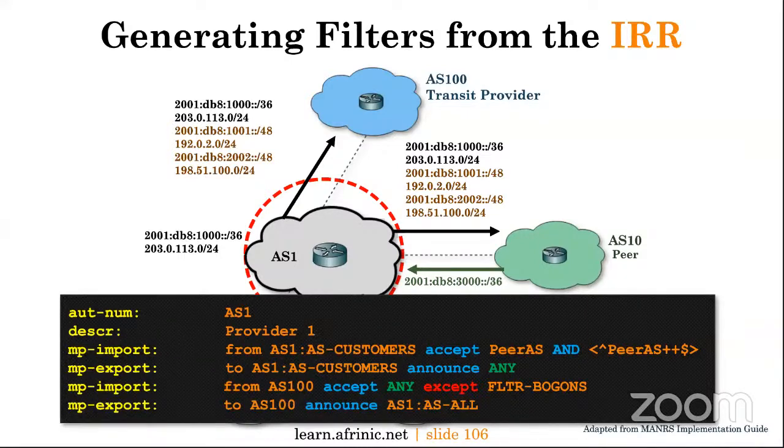When you've defined your policy within the aut-num object, you can create filters using specific tools. There are other tools you can use to create a full BGP configuration, but we're not going to show that today. But there's a very simple tool available on Ubuntu. I'm not sure if it's available on Windows, but you use it to create filters, whether it's Cisco IOS or Junos. That's bgpq3.